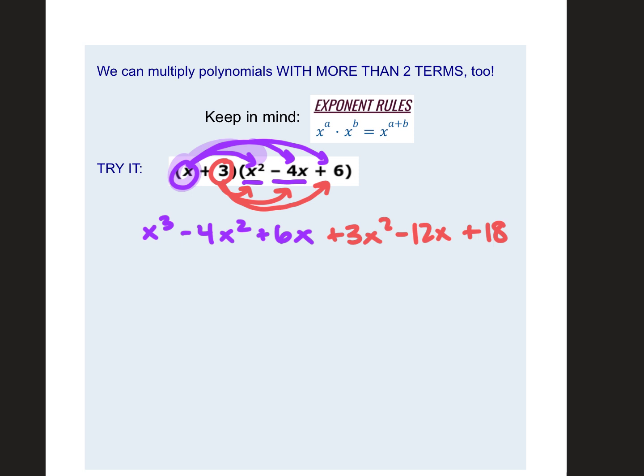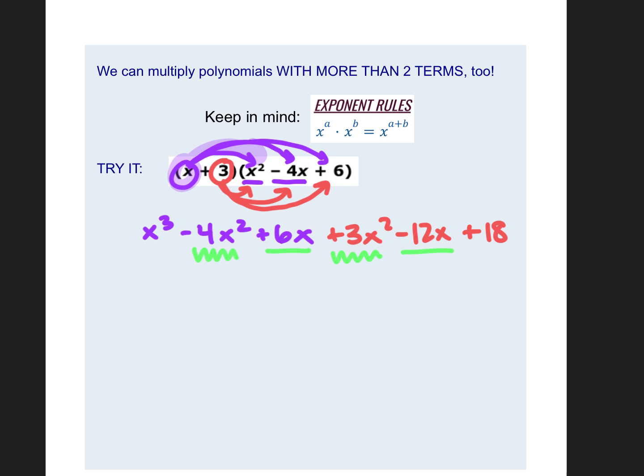Before I can circle this as my answer, I have to combine any like terms. And the bigger your polynomials are that you're multiplying, the more likely there are to be like terms. So I see some x squareds, negative 4x squared and positive 3x squared. I'm going to have to combine those. And then I also see some x's, 6x and negative 12x, that I'll have to combine.